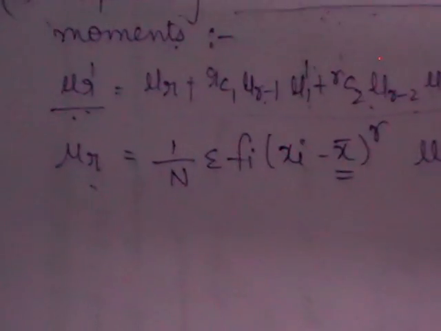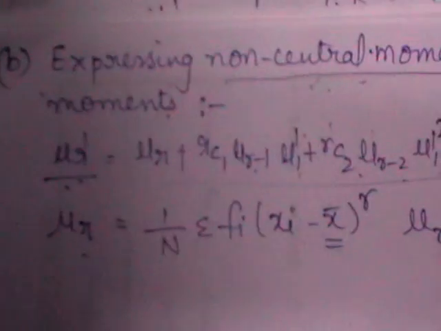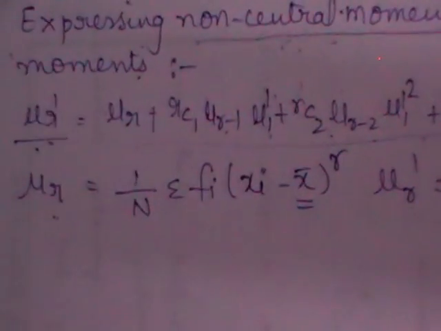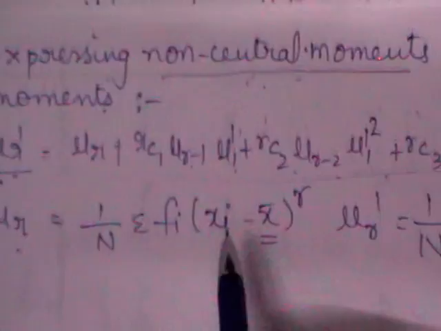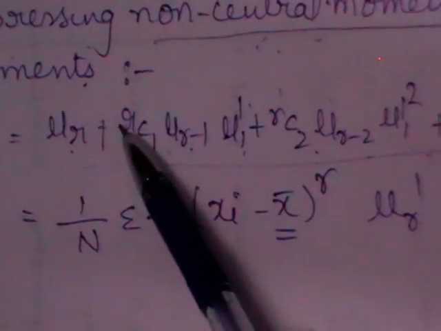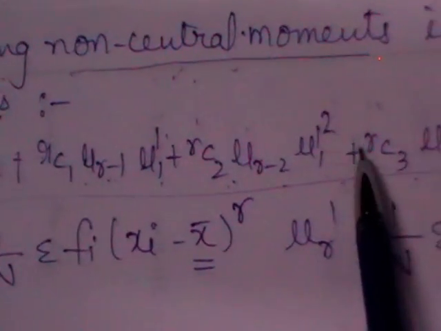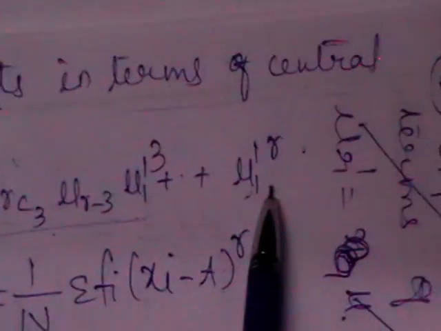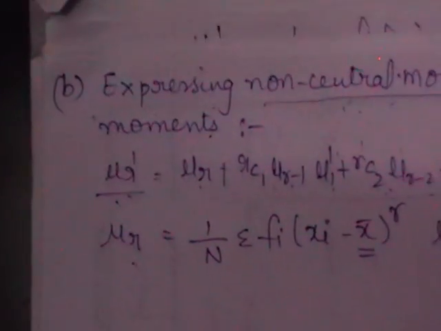So we have discussed the previous relationship where we have central in terms of non-central. So the LHS consists of mu r and all the RHS consists of non-central terms. There we have observed that alternatively you are getting plus and minus. Here all the terms are with plus. The same, mu r dash is equal to mu r plus rC1 mu r minus 1 mu 1 dash plus rC2 mu r minus 2 mu 1 dash square and so on, mu 1 dash power r. So try to put these two statements parallelly and try to identify the difference between them.